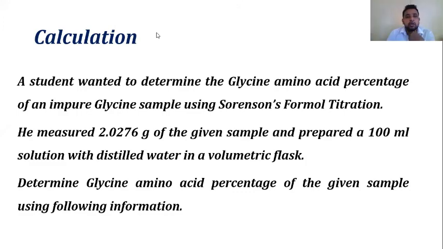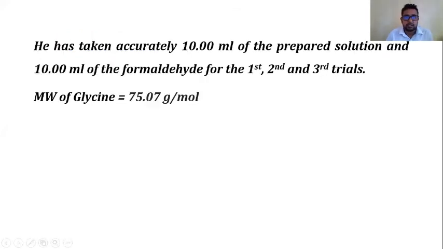I will give you the burette readings. He has taken accurately 10 milliliters of the prepared amino acid solution, and 10 milliliters of formaldehyde for the first, second, and third trials, as mentioned in the protocol. The molecular weight of glycine is 75.07 grams per mole. And you know, glycine is the simplest amino acid we know.